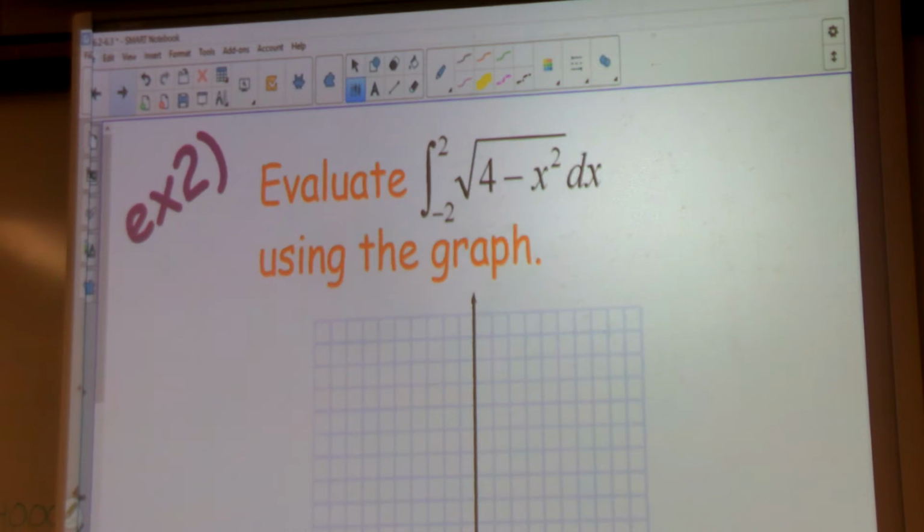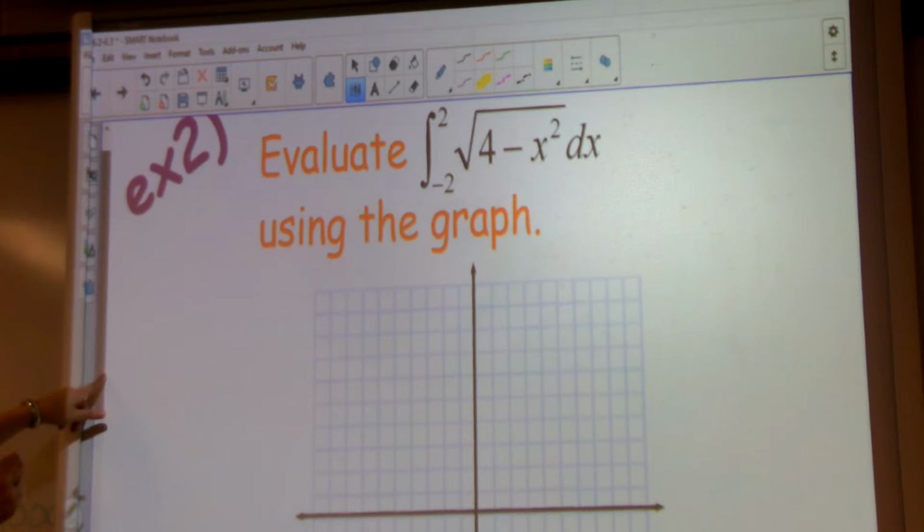We're going to evaluate this integral using the graph. Next chapter, we're going to get into refreshing those integration methods, like substitution and integration by parts. I know you've seen that. I don't think you've seen partial fractions. Did we do partial fractions last year? I doubt you did.